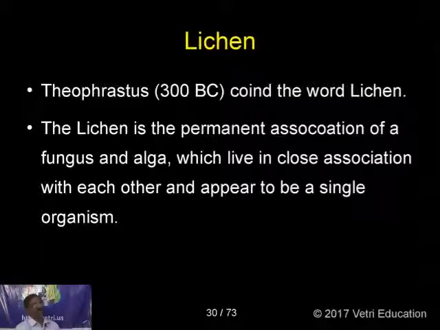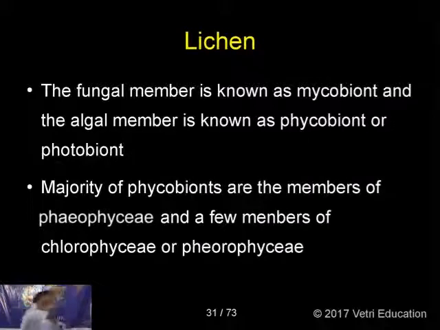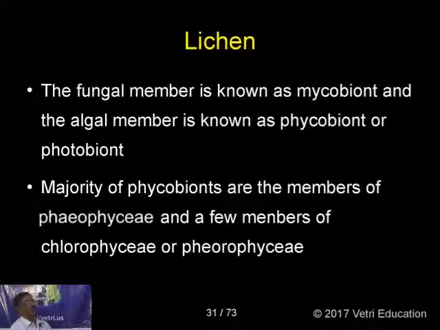It is a permanent association of a fungus and an alga, which live in close association and appear to be a single organism. So algae and fungi live together as a single organism, that is called a lichen. Now let us see what the association of these algae and fungi is. The fungal member is known as mycobiont and the algal member is known as phycobiont or photobiont. Both are symbionts.